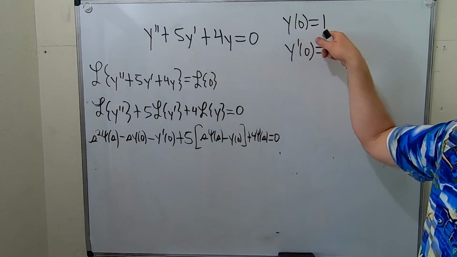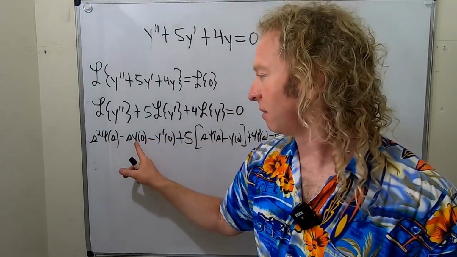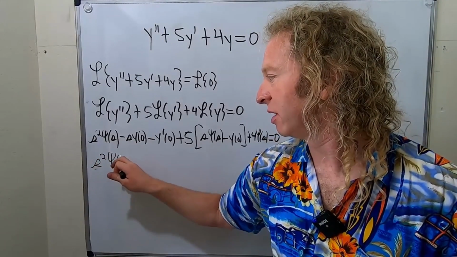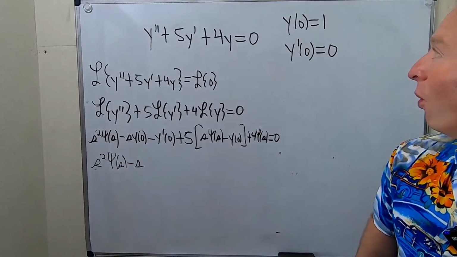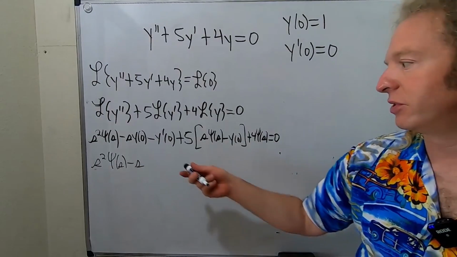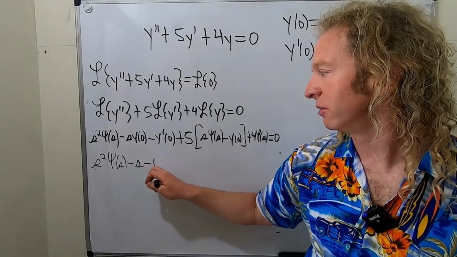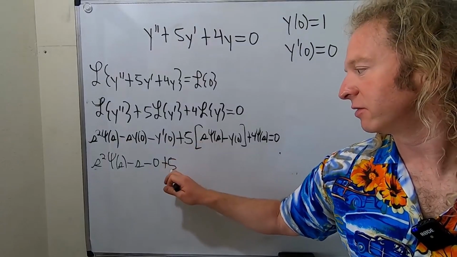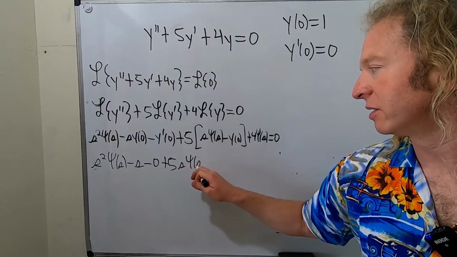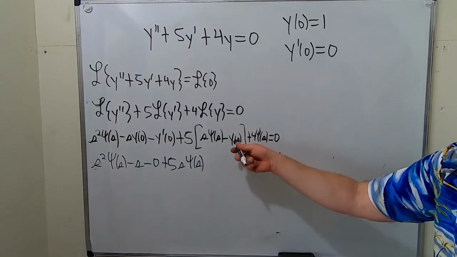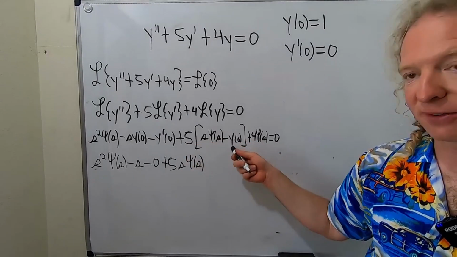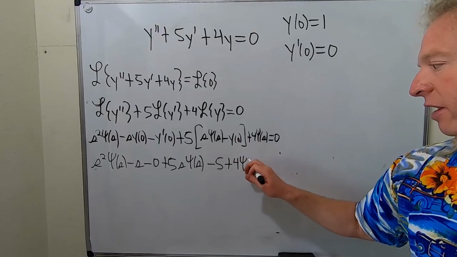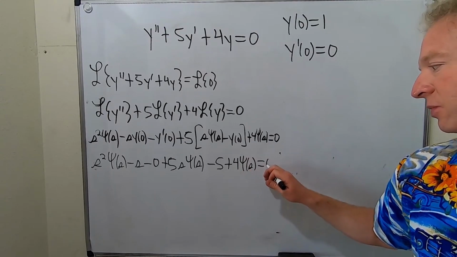So y of 0 is equal to 1. So that's going to be a minus s. So let's do that. So s squared ℒ{y}(s) minus s. y prime of 0 is 0, so this is going to vanish. I'll write it minus 0 plus 5s ℒ{y}(s). So 5s ℒ{y}(s). y of 0 is 1, so it'll be minus 5. So minus 5 plus 4 ℒ{y}(s), and that's equal to 0.